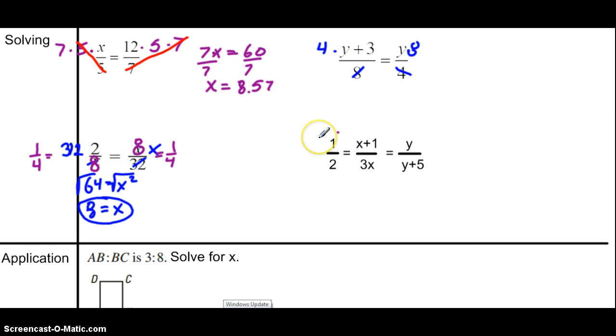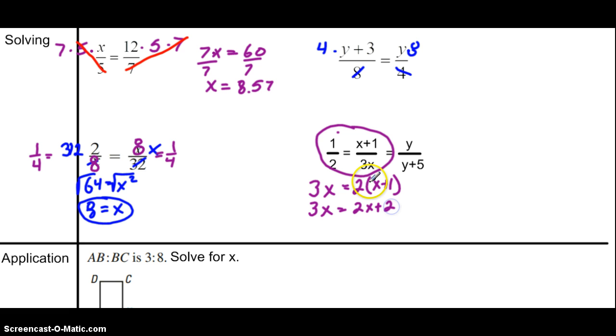The fourth problem here is an example of an extended proportion. That means that we've got more than one ratio that's equal to each other. Remember, all three of these ratios equal each other, so what we can just do is only take a look at two of them at once and solve for the variable. So look at the first two ratios as a single proportion. So we can write down that we've got 1 times 3x is 3x equals 2 times x plus 1, and so that'll be 3x equals 2x plus 2.